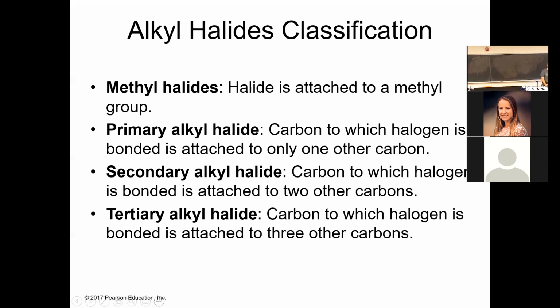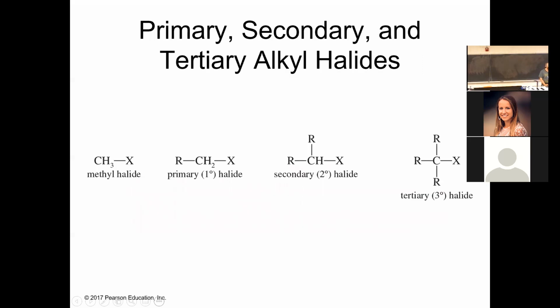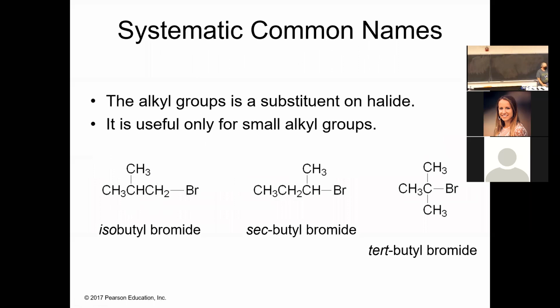So halides are classified according to the number of carbon atoms directly bonded to the carbon which is bonded to the halogen. Here we have a methyl, a primary, a secondary, and a tertiary halide. Actually, if we go back to here, isobutyl is a primary, sec-butyl is a secondary. This carbon with the halogen on it is bonded directly to two other carbons, and tert-butyl bromide is a tertiary.